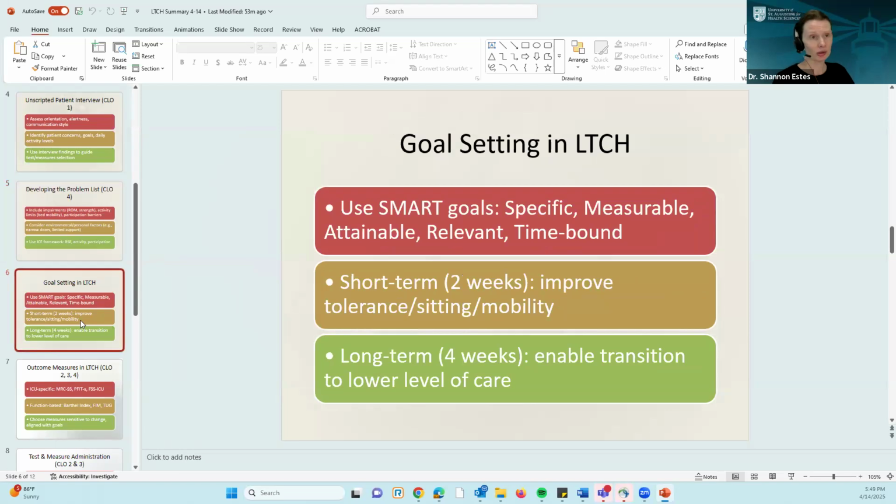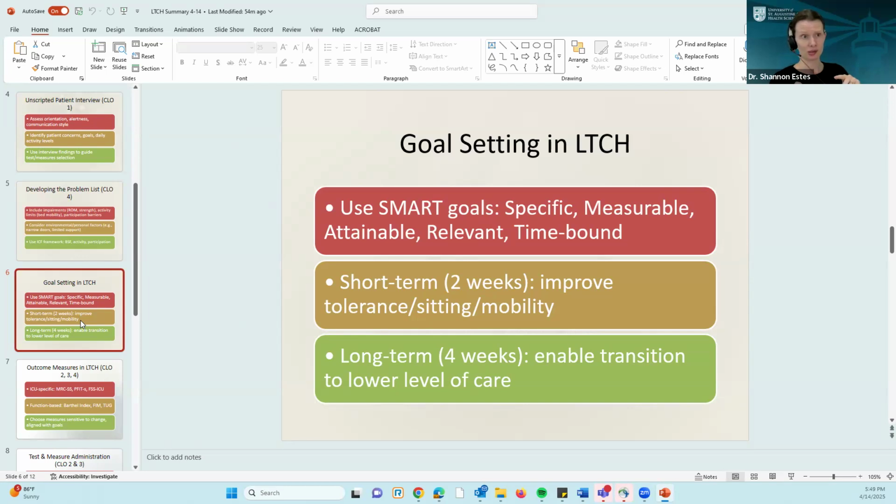Goal setting: SMART goals are always what we're using. Specific, measurable, attainable, relevant, and time bound. In long-term acute care, you can set short and long-term goals because we anticipate they're going to be there for at least 25 days. For short-term goals, you're usually looking at a couple of weeks, versus long-term goals, which are usually 4 weeks. That's the example we give. That is not a hard and fast rule either, but you can kind of think of it in that way.